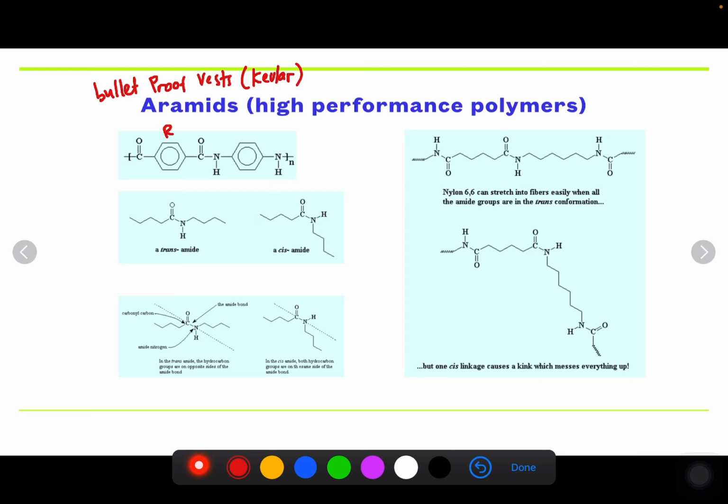Remember, we have the R1 and R2, right? Well, I think I draw the N first and then the C. It's the same thing. Okay. R1, R2. So in this structure, if we see the original one, this is the aliphatic one, and this is the aramids. This is aramids, and this is the original polyamides, or the regular. Okay.